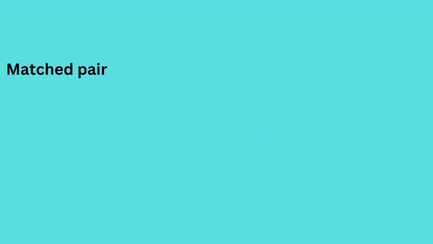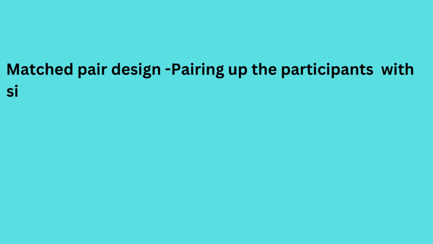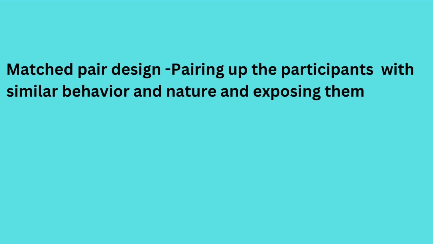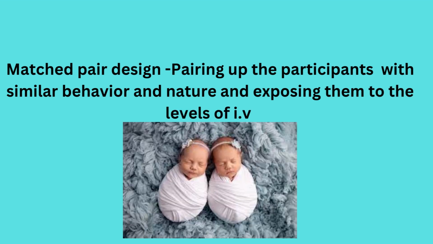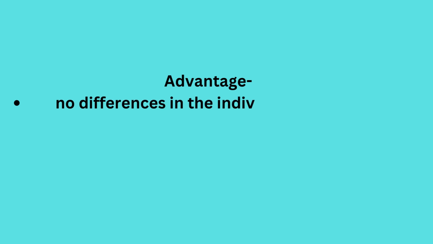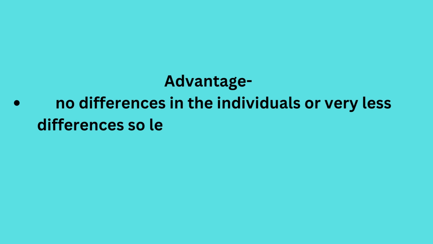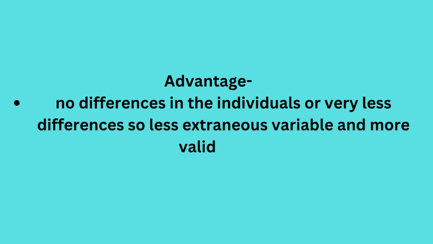There is a third type called matched pair design, in which we make pairs of the participants who are similar in nature, behavior, IQ, and other factors. A twin is the best example of this pair. The benefit of this would be that since both the participants have the same genes and behavior, all the genetic factors are the same, therefore some extraneous variables which might come from changes in their nature and genes are lowered, which increases the reliability. However, this advantage is missing from the other two.